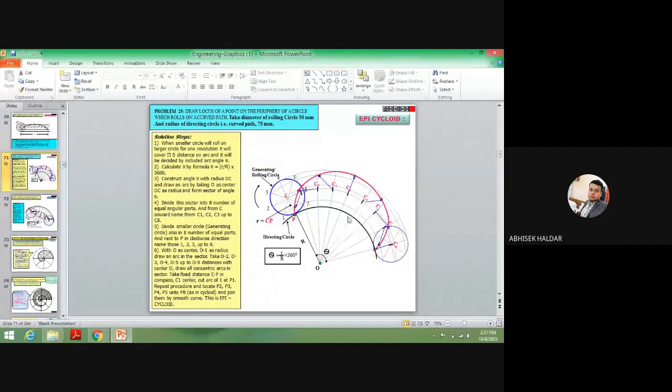You can see, or I can consider, there is a larger circle and there is a smaller circle. The smaller circle is rolling over the larger circle. I repeat, the smaller circle is basically called the rolling circle. Don't call it a smaller circle. The rolling circle rolls over the curved path, or the larger circle.